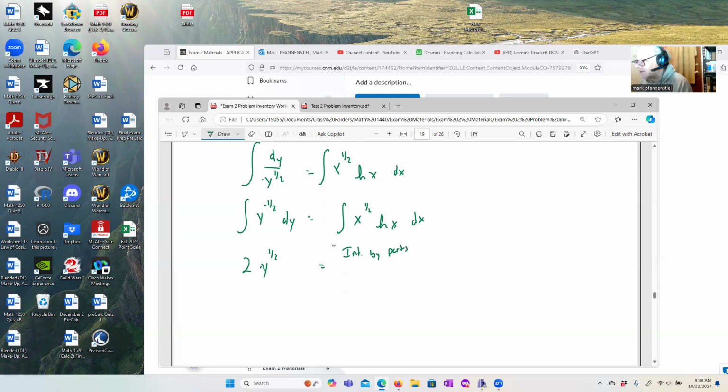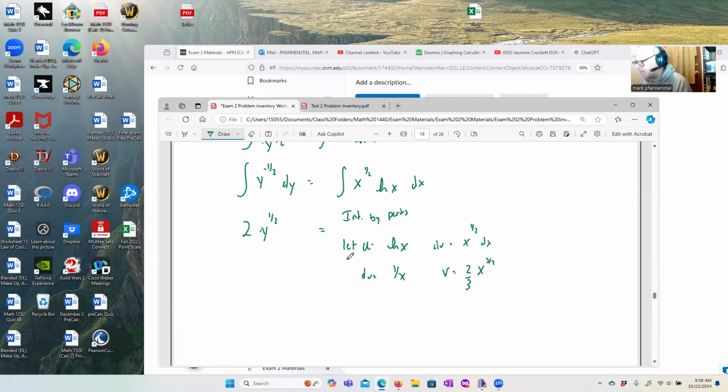Okay, so we're going to say let u equal ln of x, because that's the only choice you really have. du is equal to 1 over x. dv, what's left? This is x to the 1/2 power dx. v is equal to x to the 3/2, divided by 3/2, which is a fancy way to say multiply by 2/3. Okay, so we're going to go ahead and integrate both sides by that.